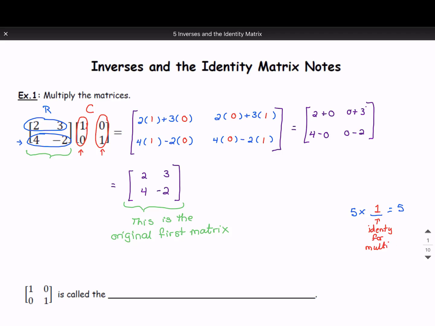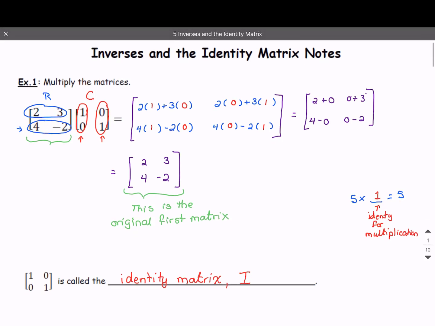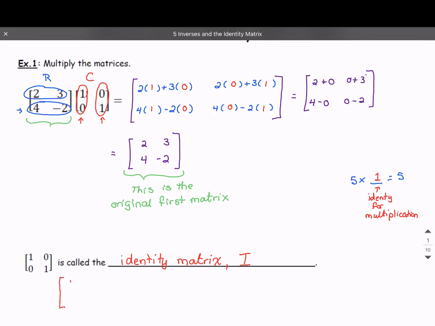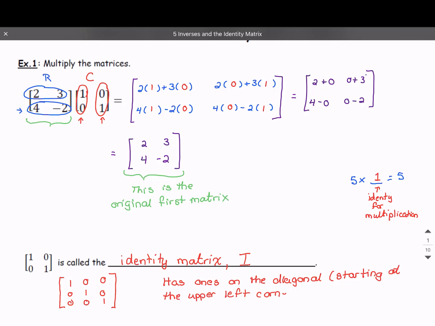Well, guess what we just learned? This matrix 1, 0, 0, 1 is called the identity matrix. And it's usually denoted with a capital I. Now, that said, that's a 2 by 2 identity. If we have a 3 by 3 matrix and we want the identity, it'd be 1, 0, 0, 0, 1, 0, 0, 0, 1. So the identity matrix has 1s on the diagonal, starting at the upper left corner, and zeros everywhere else.